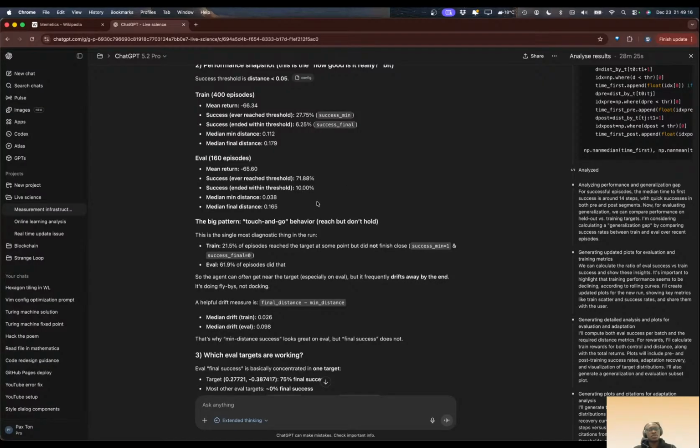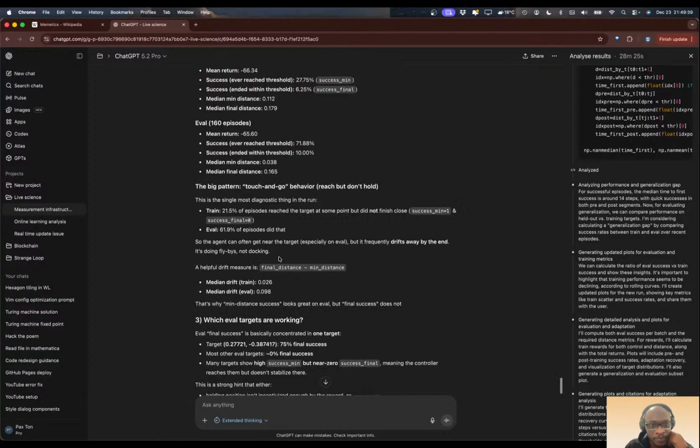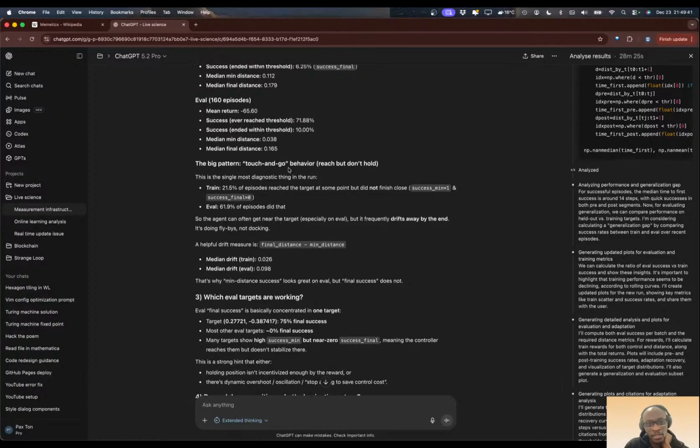So a lot got to recover, but then less got to stay in the recovery zone. So not so many stayed in the recovery zone. So 10% is a small number. Then median, small numbers. Now the big pattern, touch and go behavior.